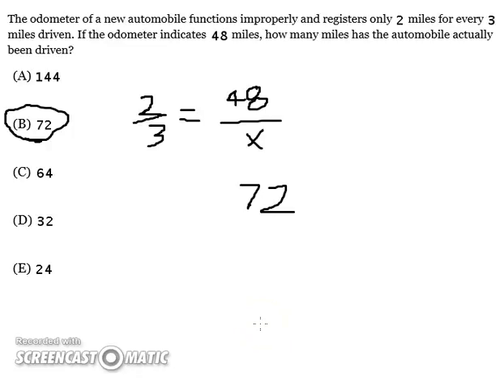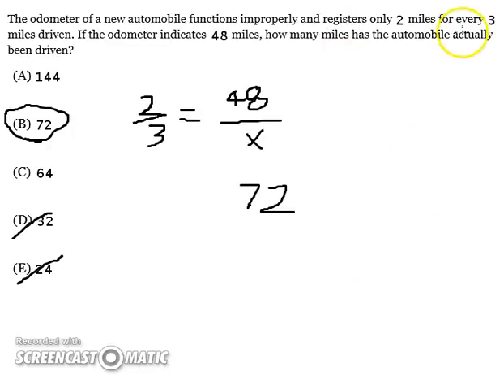So if I lost you on that last part, here's another way you can look at the problem. The odometer functions improperly. It's registering only 2 miles for every 3 miles you drive. So you're actually driving more than the odometer says. And if it's reading out 48 miles, you actually drove more than 48 miles. So you can automatically cross off these two.